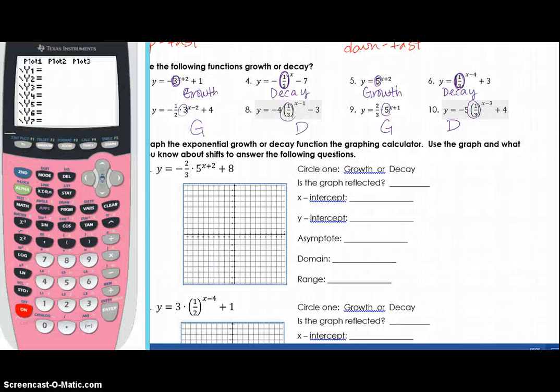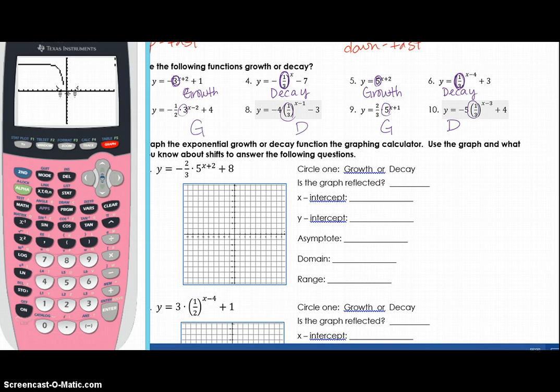Okay, so number 11, in your calculator, you are going to go to y equals, so that you're here on this screen, and you're going to enter this in. So we want to enter in -2 divided by 3 times 5 to the, now if you have a calculator like mine and it brings it up as the exponent, you don't need parentheses. If you don't have that on your calculator, then you need that exponent in parentheses. So I'm going to put it in just so that everybody has that. So we're going to have x plus 2 in parentheses, and then a big plus 8. And then we're going to graph.